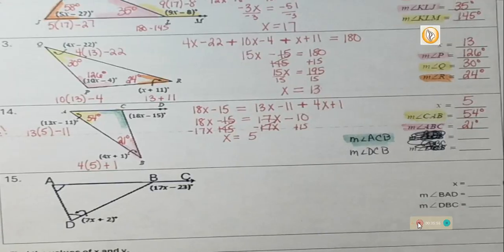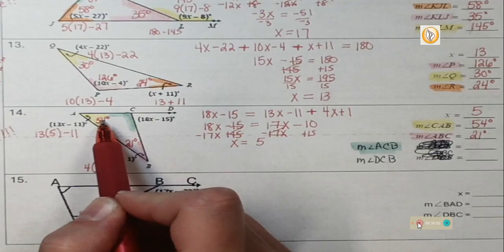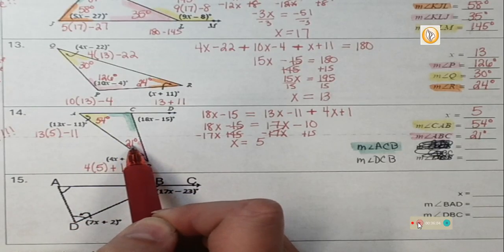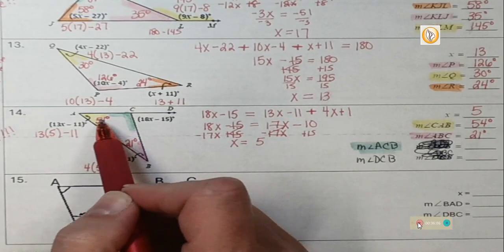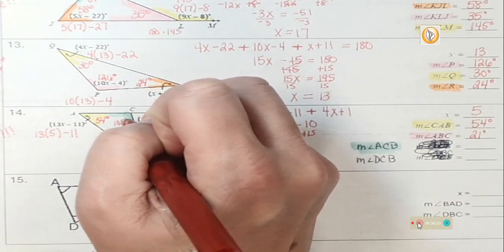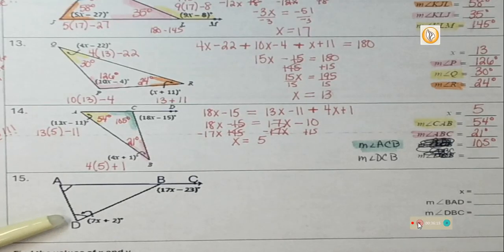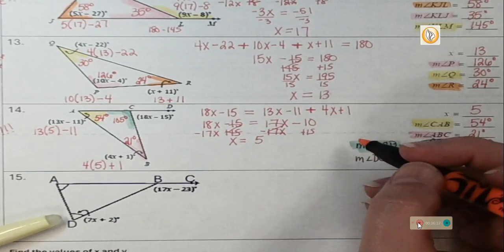Based on what you know right now, how could you help me find my green angle? How would you find this green angle if you know this is 54 and this is 21? Very good. 180 minus 54 minus 21, and that gives you 105 degrees.